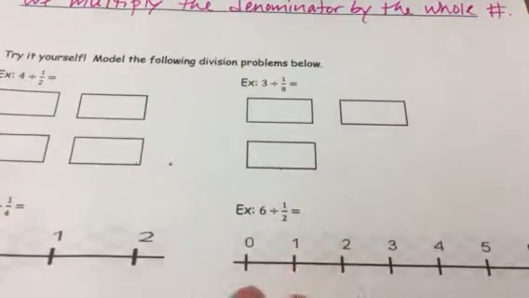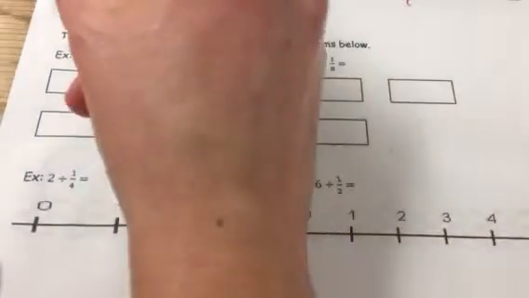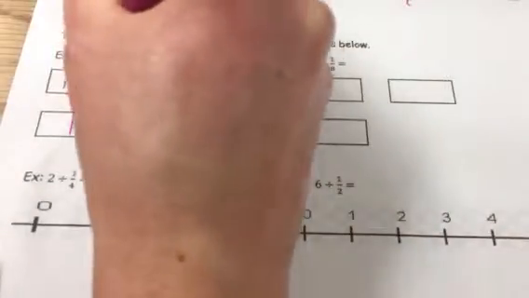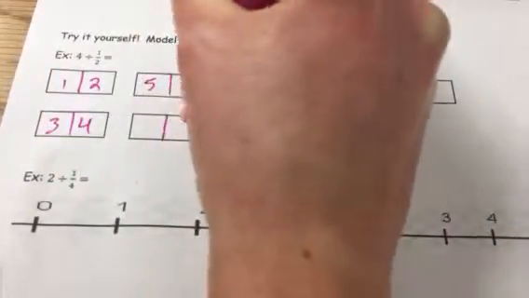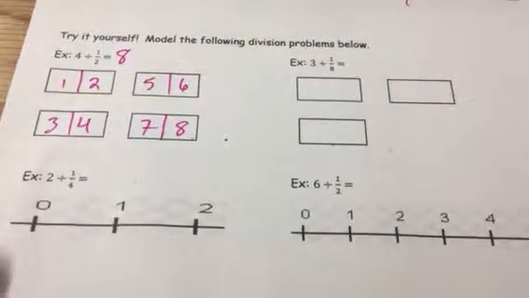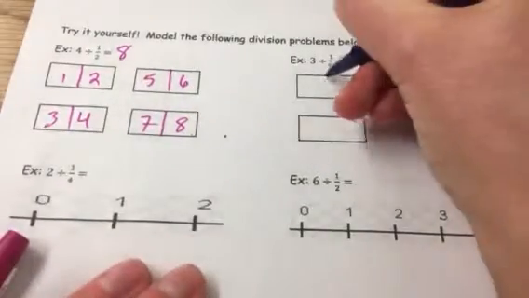All right, let's look at some examples together. So I have 4 divided by 1/2. I want to know how many halves fit into 4. So I'm going to cut all of these in half and then count up how many of them made up the 4 things. 1, 2, 3, 4, 5, 6, 7, 8 halves. 1/2 fits into 4 8 times.